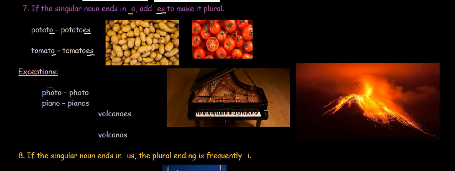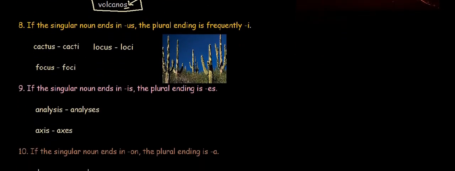Now, there are some exceptions to these rules. For an example, photo, you simply add an S, photos. Piano, you can write it as pianos. Volcanoes and volcanos. Now, the word volcano is quite special because normally in English we accept both these terms to be correct. Even if you add ES or OS, they are accepted most of the time.